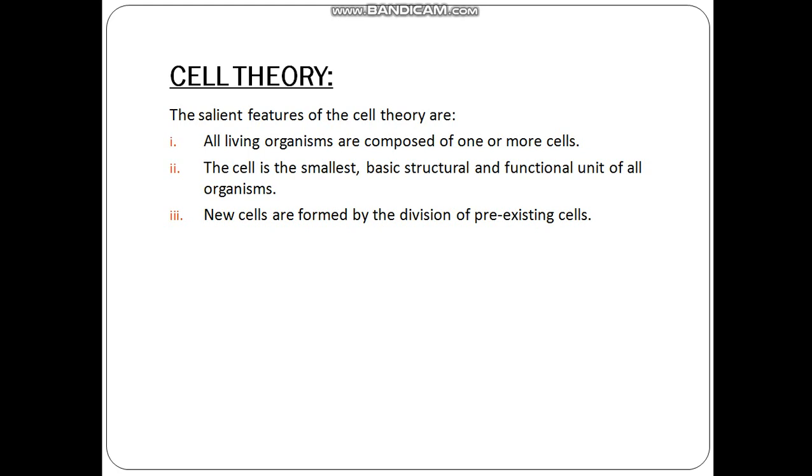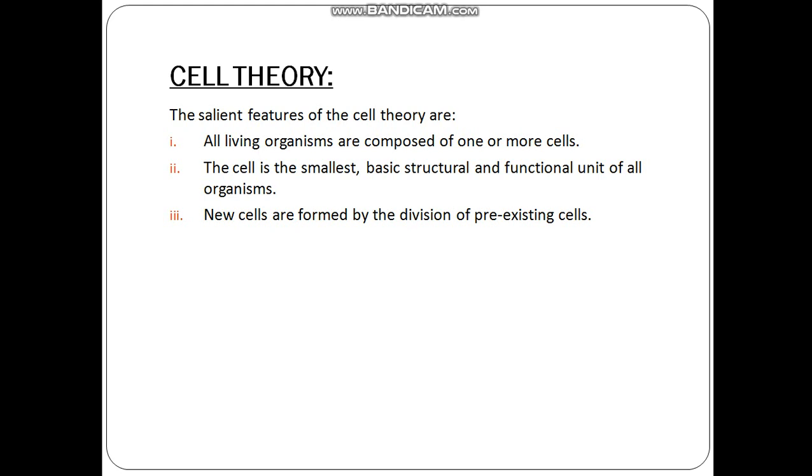You know that the cell is the basic functional and structural unit, and Schleiden and Schwann were two biologists who presented the cell theory. According to this, every living organism is composed of cells, one or more cells. Secondly, the cell is the basic structural and functional unit of an organism. And the third point was that new cells arise from pre-existing cells.